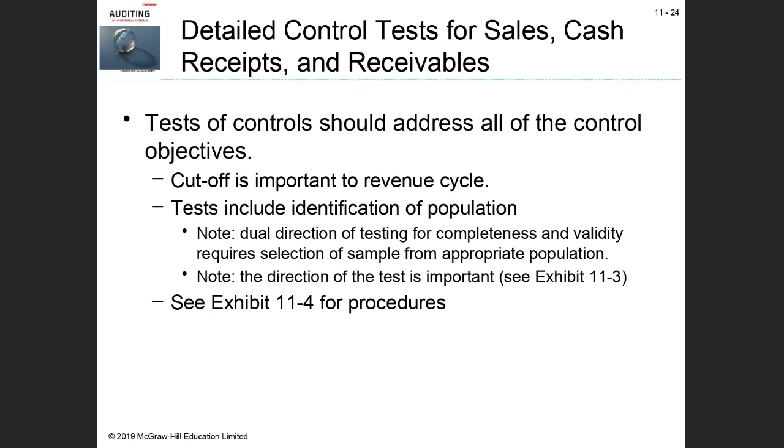With respect to the revenue cycle on the PowerPoint we're looking at right now, it states cutoff is very important, because cutoff refers to sales being recorded in the proper period. If we're looking at December of 2020, we want December of 2020 to only include December 2020 sales. We don't want it to include sales from January of 2021, and we don't want it to include sales from November of 2020. We want all of our sales recorded in the proper accounting period.